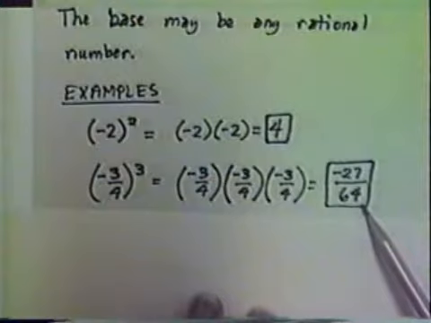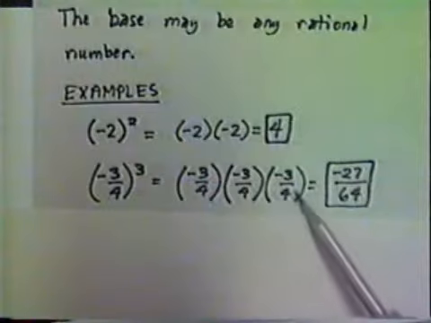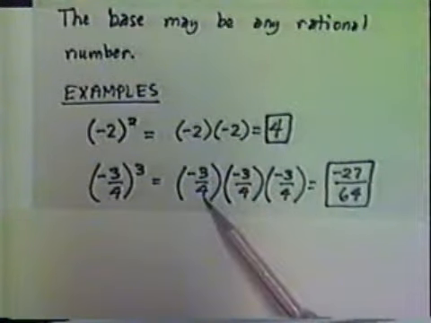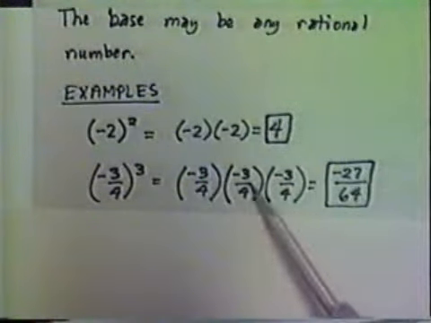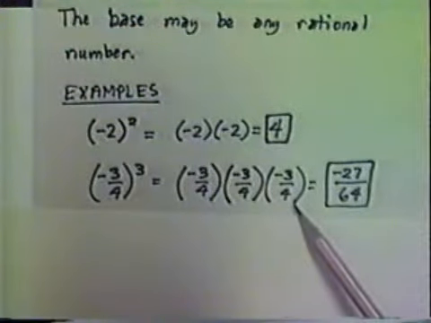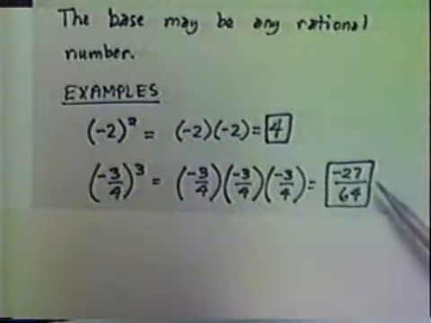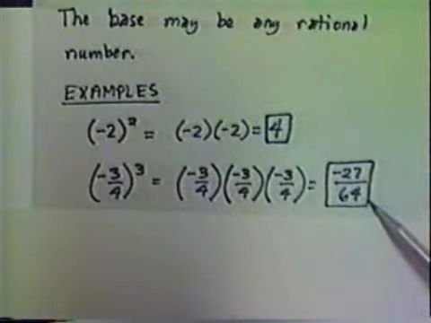Remember that we must always leave a fraction in reduced form. Can you reduce this one? Well, think about it. If you can reduce this answer, that means we could have done some reducing in the problem. That is, we could have canceled. But notice that numerators of -3, denominators of 4 have no common factors. That means we cannot reduce before we multiply. Therefore, we cannot reduce after we multiply. So -27/64 is the correct answer.